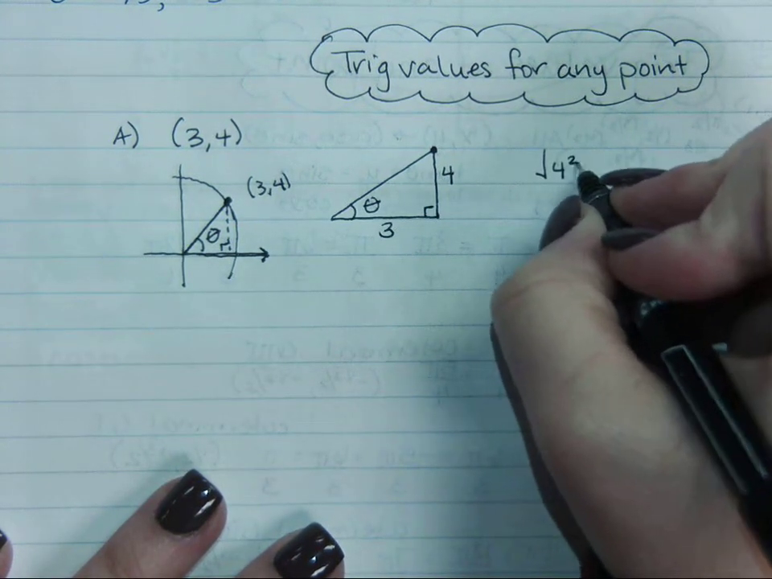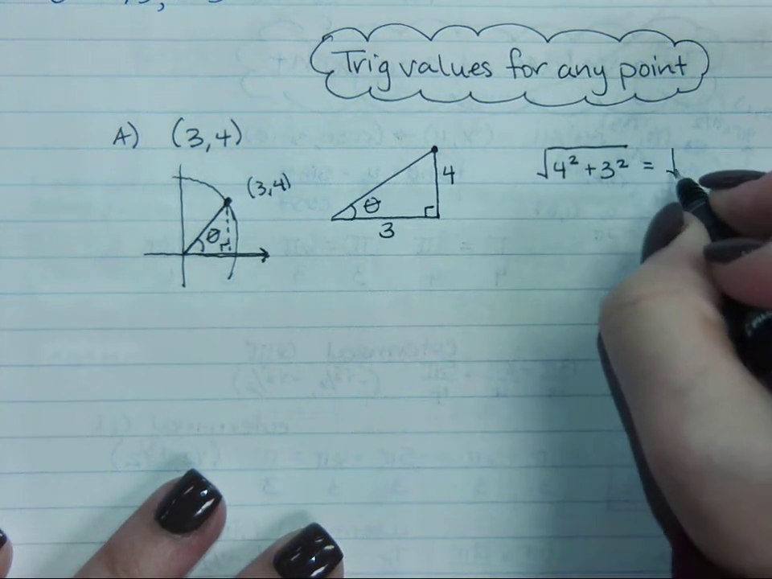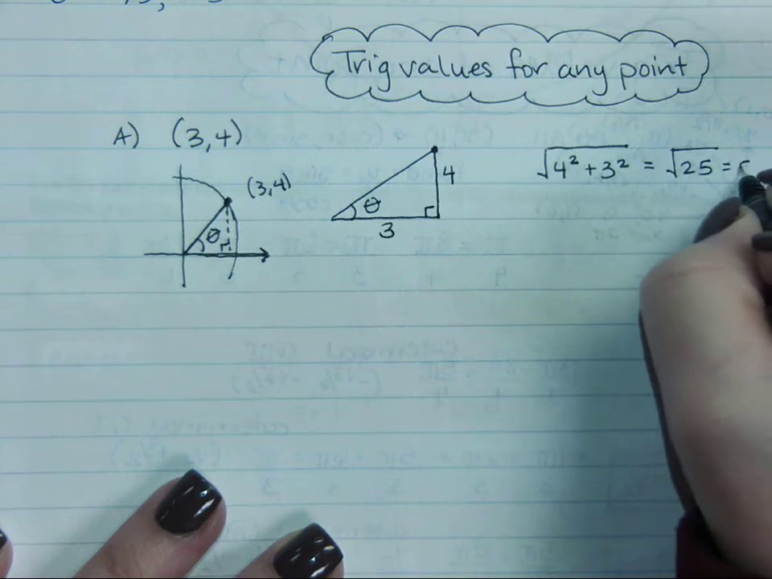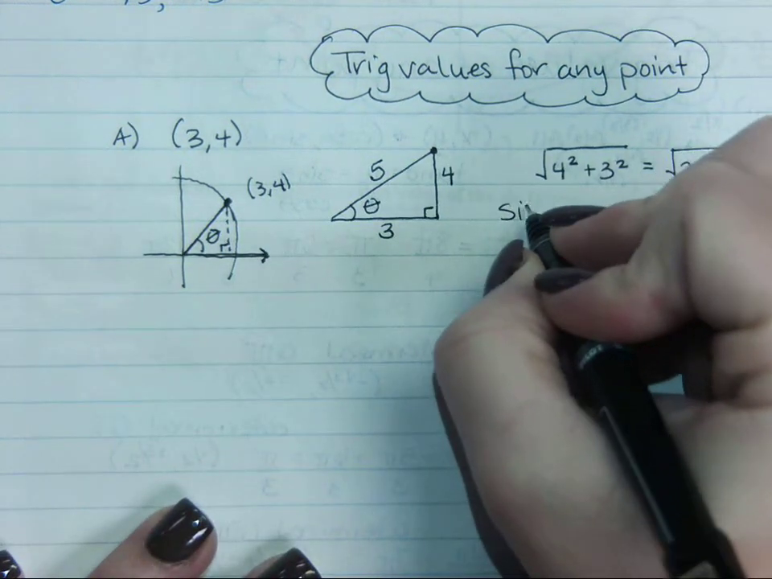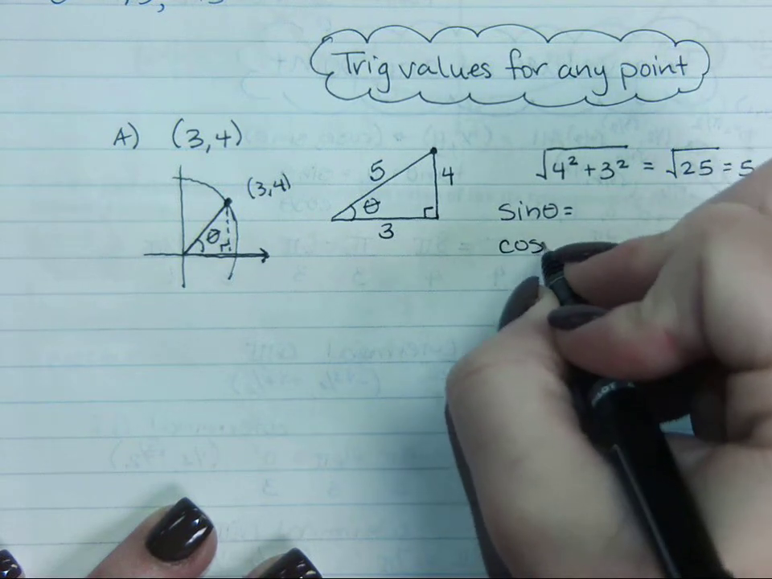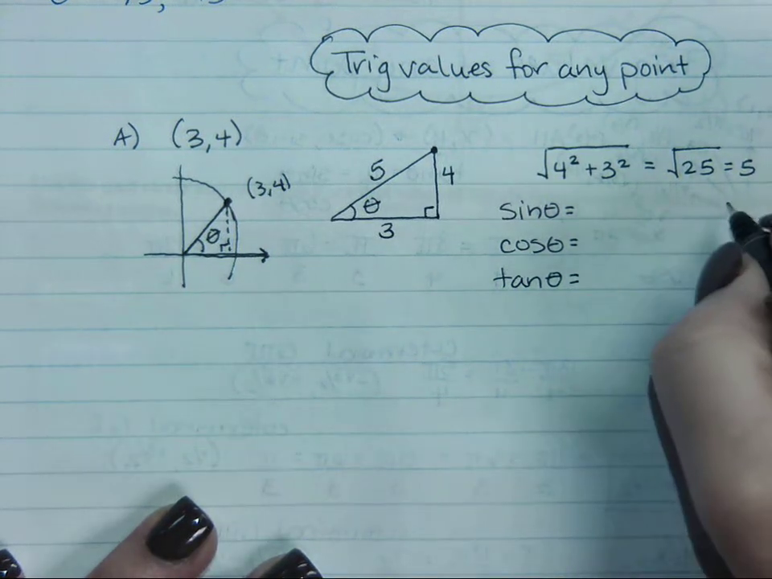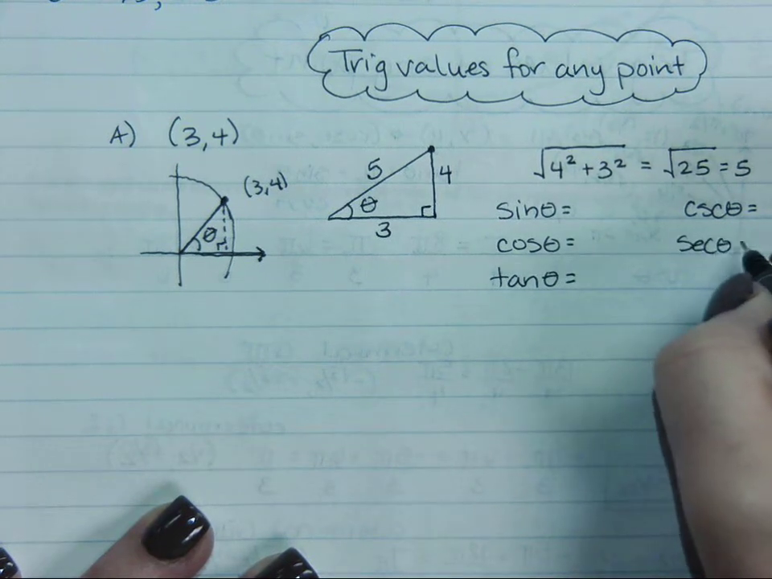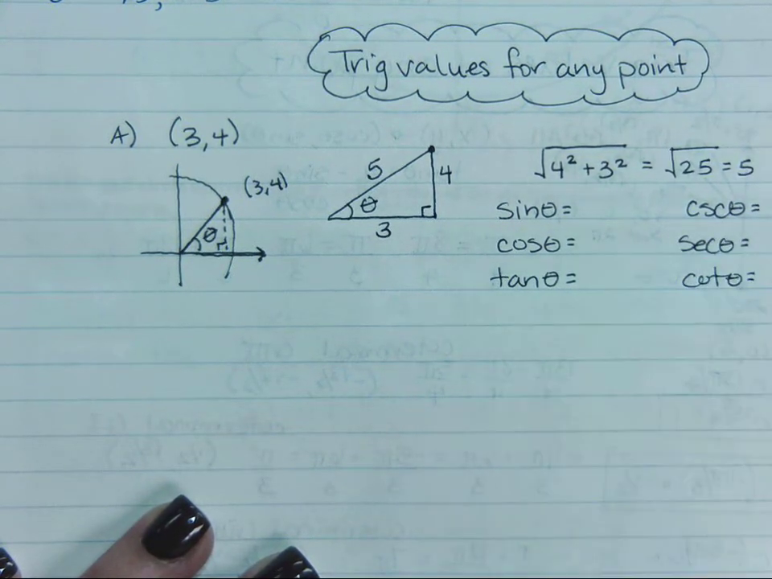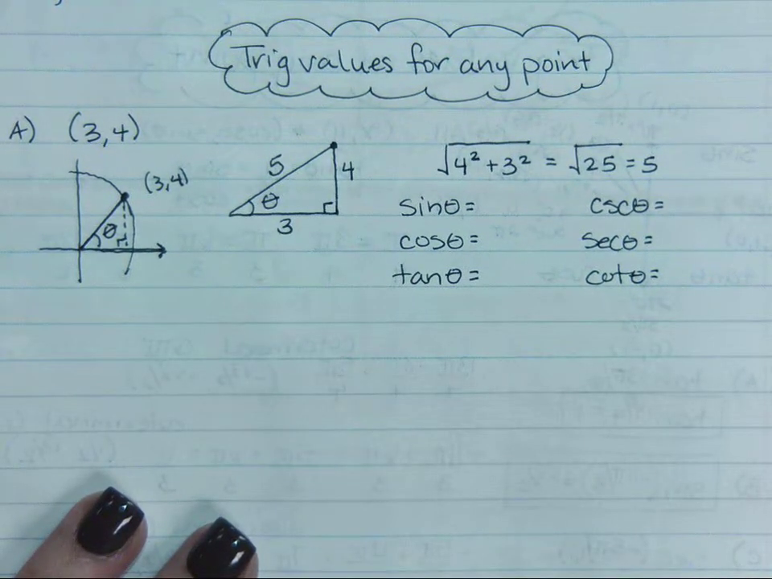All right, so 4 squared plus 3 squared. Again, that's going to be the square root of 25 or 5. So then I can label that side of my triangle. And now I can find my 6 trig functions. So now I can find the sine of this theta, cosine and tangent. And then of course I want to be able to find their reciprocals, which is cosecant, secant, and cotangent.